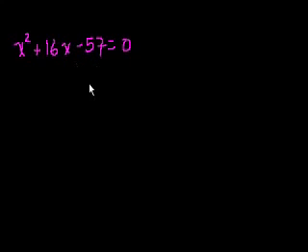So let's say I have this equation, x squared plus 16x minus 57 is equal to 0. So what are the tools in our toolkit right now that we could use to solve this? Well, we could try to factor it out. We could say, what two numbers add up to 16, and when you multiply them, they're minus 57, and you'd have to think about it a little bit.